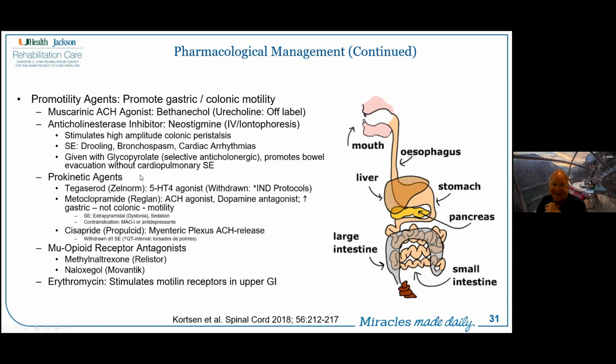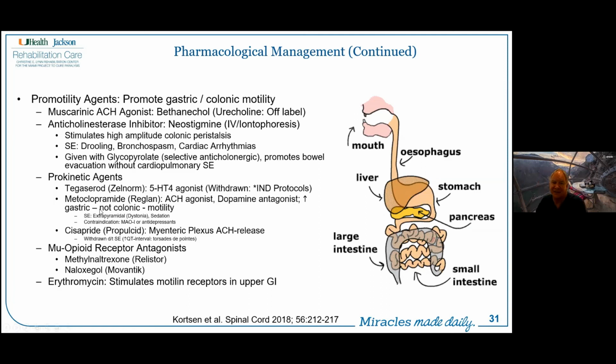Other prokinetic agents to consider: tegaserod, so Zelnorm, basically no longer available. It is being used in some testing protocols with the FDA, but has otherwise been withdrawn. Metoclopramide, so Reglan, is a cholinergic agonist, also a dopamine antagonist that increases gastric but not colonic motility. So probably isn't helping the way that we would like to.